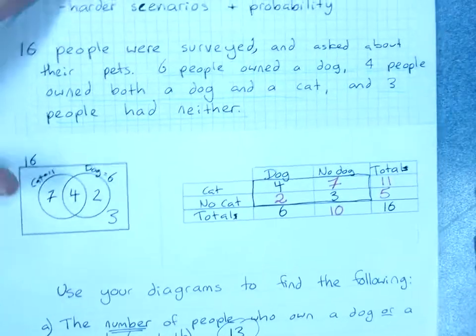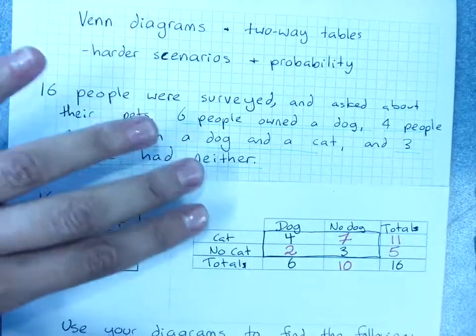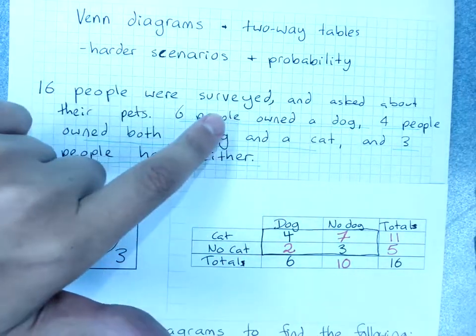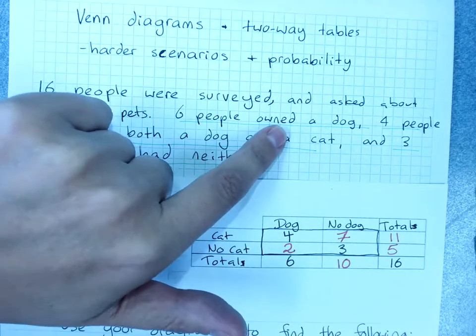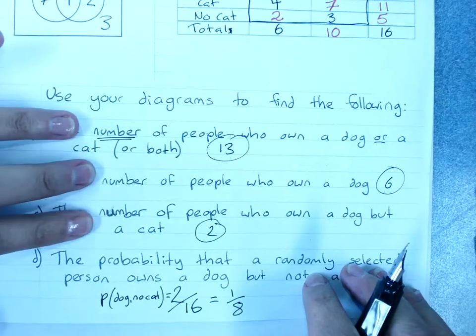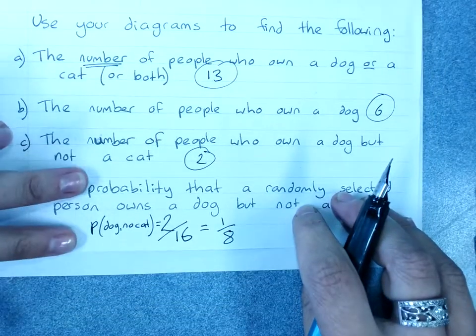So we've learnt harder scenarios, use a two-way table, be very careful. If they tell you how many people own a dog, that's the total unless they say it's not. We can work out the number of people and probability.